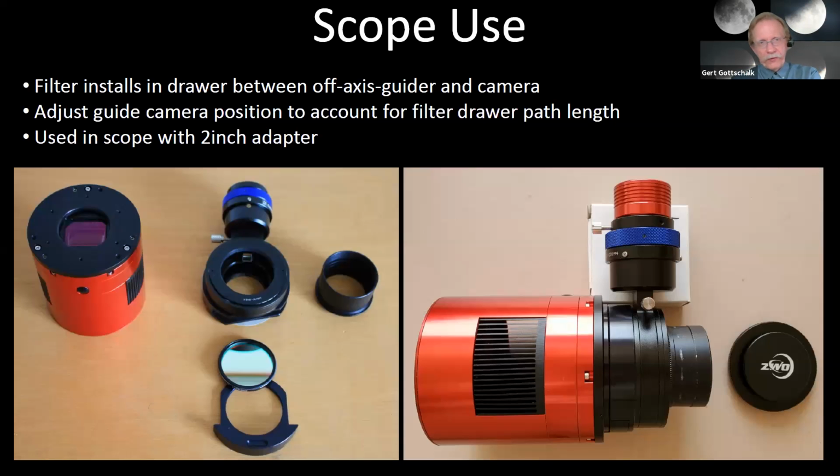If you want to use it on a scope, you start again with your camera. You probably should have an off-axis guider that is combined with the filter drawer mechanism, where you can put your single filter into a holder and slide it in there. Have your 2-inch adapter piece. Mount it all together, you get something like this that you plug into your telescope, having your off-axis guide camera here.